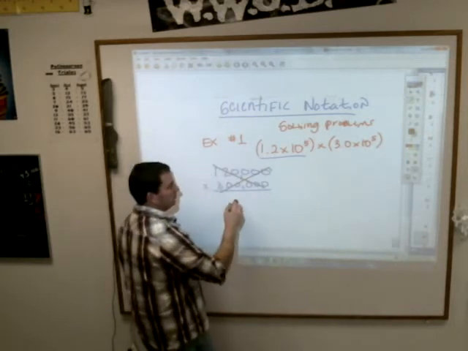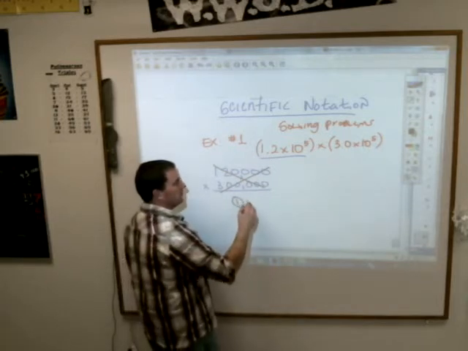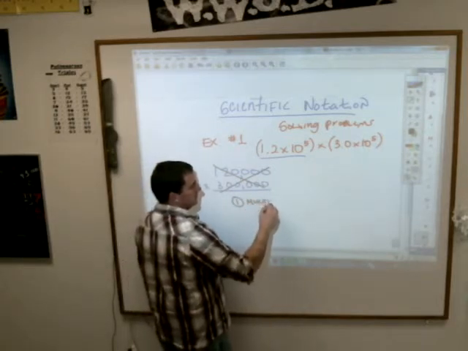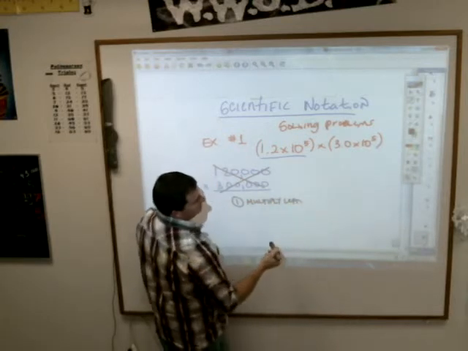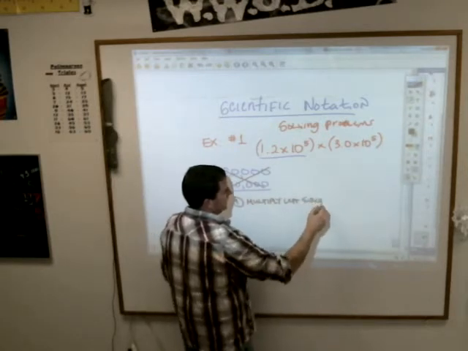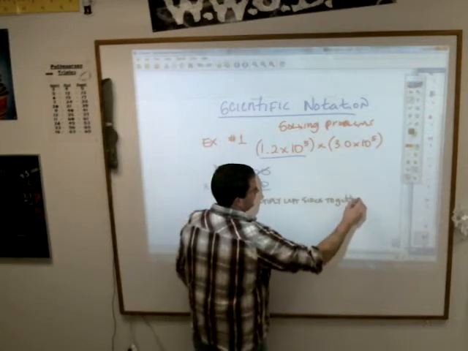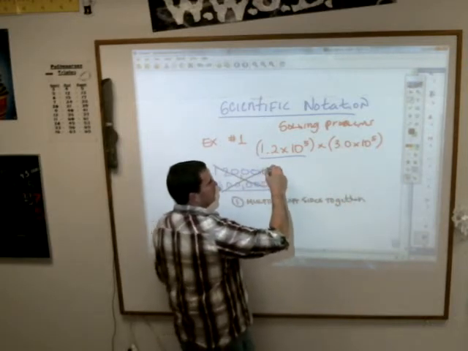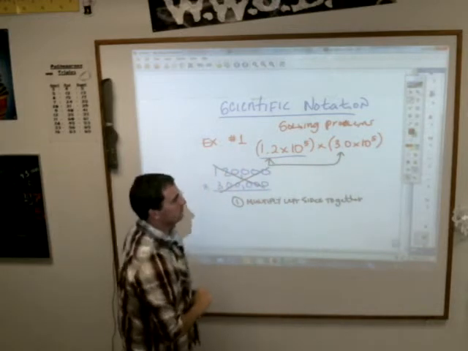The first thing you do when you're multiplying two numbers in scientific notation is to multiply the left side together. In other words, take 1.2 times 3.0. Maybe you can do that in your head.